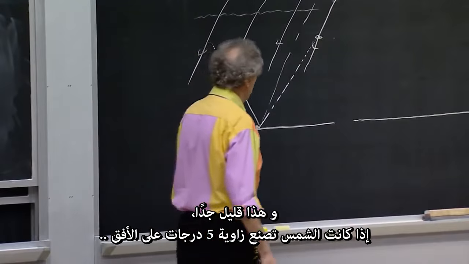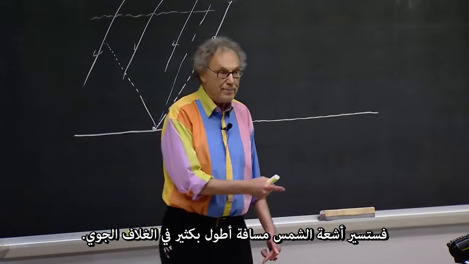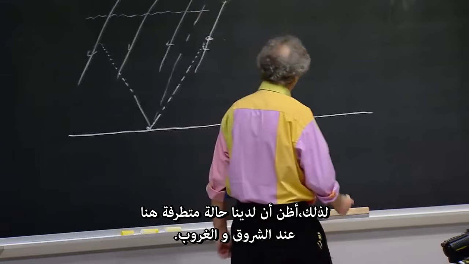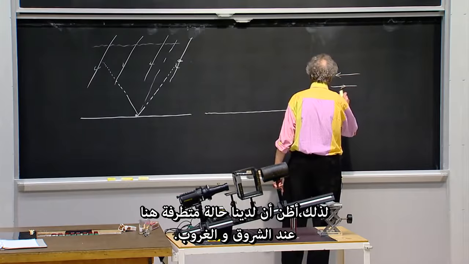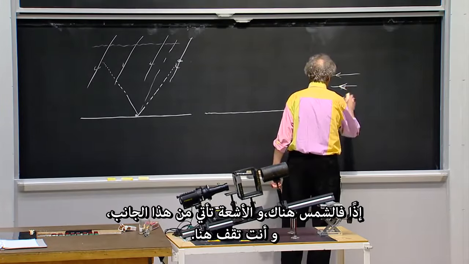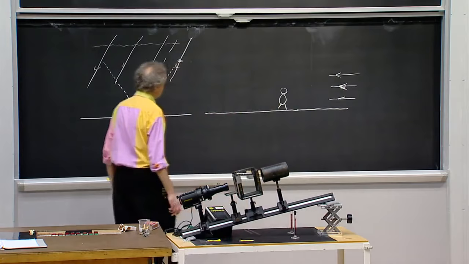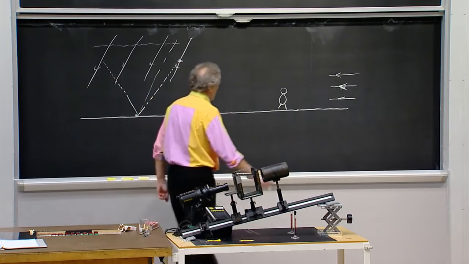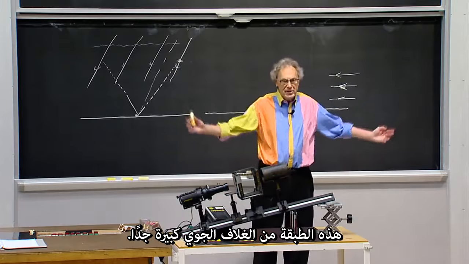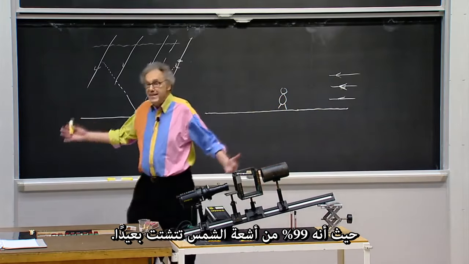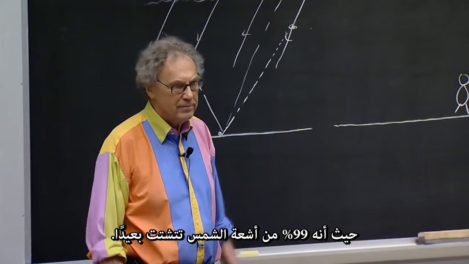If the sun is 5 degrees above the horizon, then the sunlight has to travel through a lot more atmosphere. And so I take here a situation which is extreme when we have sunrise or sunset. So the sun is there, and the light comes from this side, and you are standing here. This is not to scale. This layer of atmosphere is now so enormously large that more than 99% of all the sunlight on the way to you is scattered away.